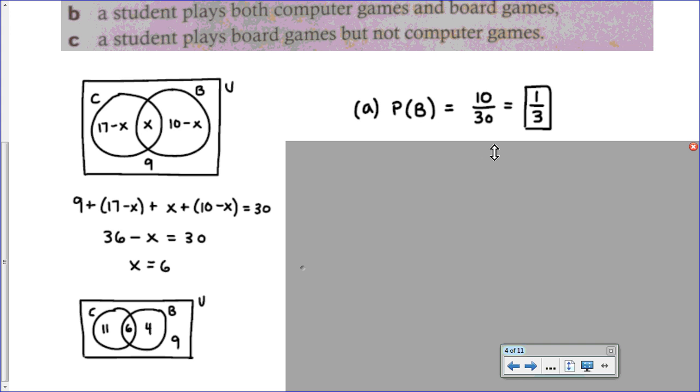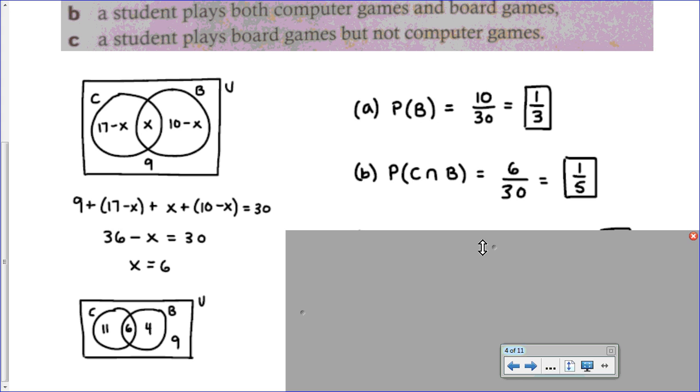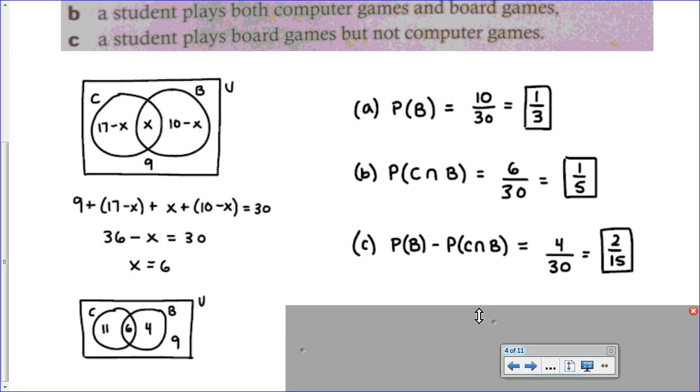Question B, probability that a student plays both computer games and board games. We know those are the 6 in the center out of 30, and notice the notation I used here is the intersection of C and B. And then part C says probability that a student plays board games but not computer games, and that's these 4 folks who play exclusively board games, so 4 out of 30, which is 2 out of 15. And if you look at how I wrote that symbolically, that's the probability of board games, the entire circle, minus the overlap region, and so that gives us just the 4 out of 30.